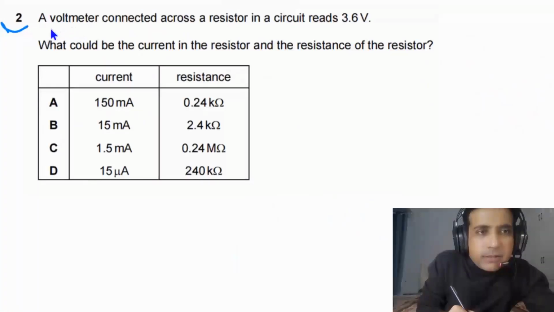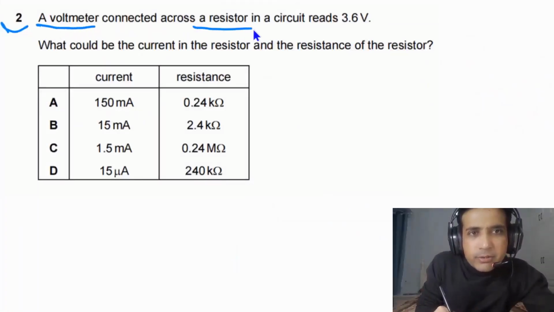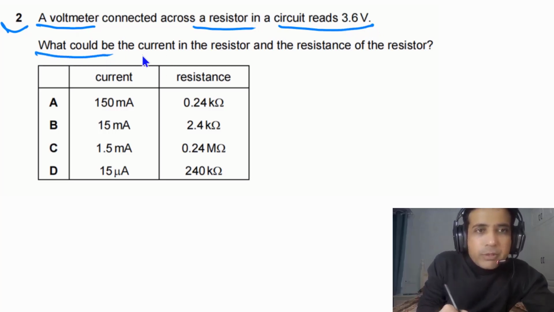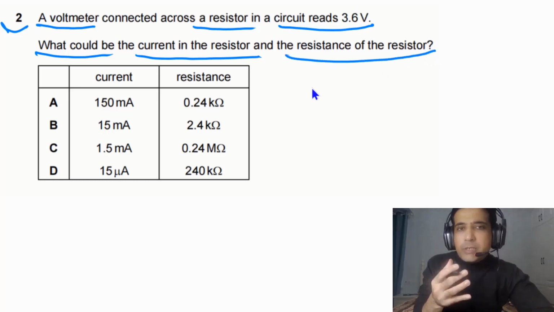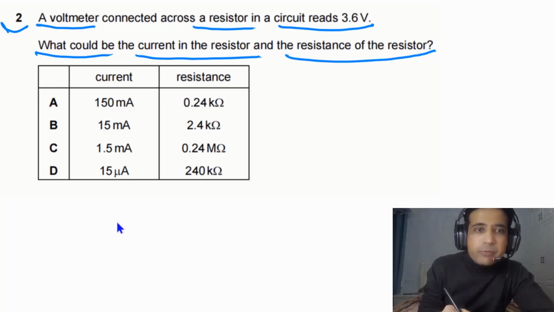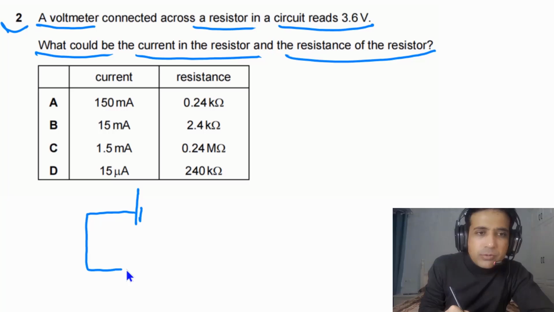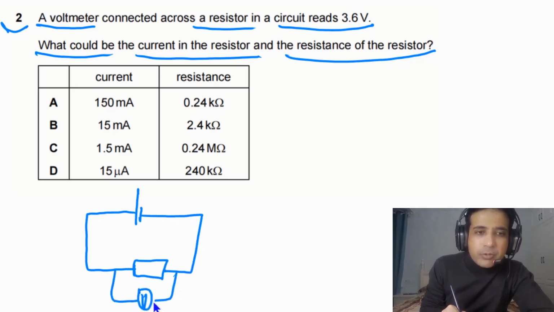For the second question, it is given to us that a voltmeter connected across a resistor in a circuit reads 3.6 volts. What could be the current in the resistor and the resistance of the resistor? So in this case, V, the potential difference, is given to us. If you want to sketch this, you can. This one is the resistor, and the voltmeter is connected across it. The reading of the voltmeter is 3.6 volts.